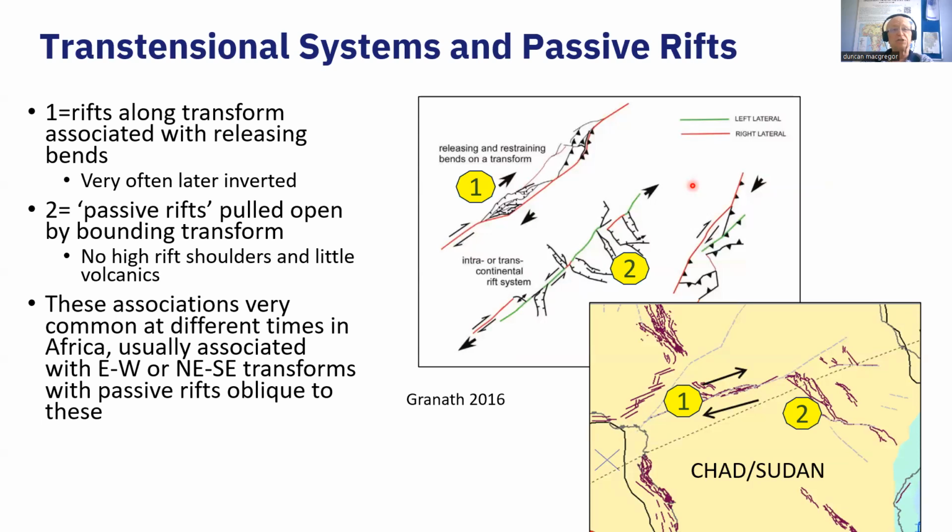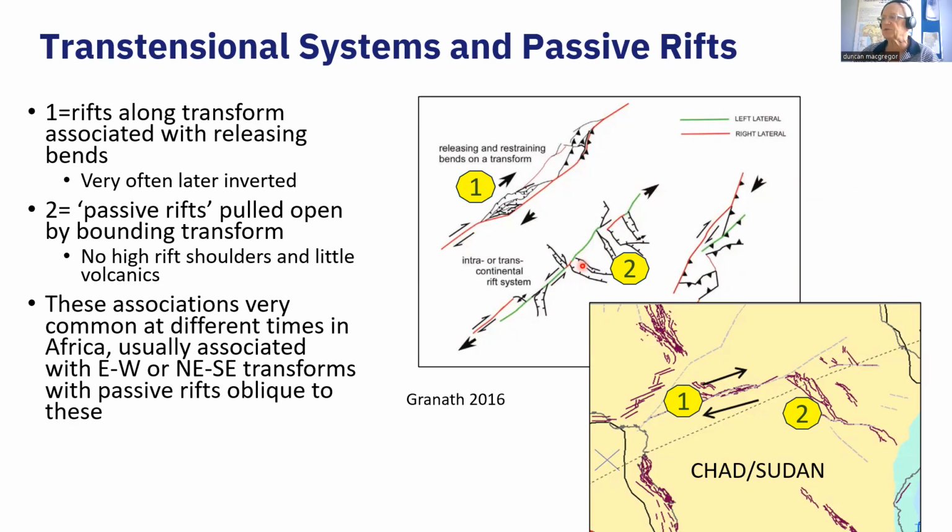The other form of rifting, which actually is quite common in Africa, is that associated with major transforms across the continent. You see two types. One's narrow basins, which are frequently very steep and frequently later inverted along the transform, which the correct term would be a releasing bend. I call them transtensional basins. And then passive rifts, which are ones which are pulled open oblique or perpendicular to the transform on either side of the rift. Now we see this multiple times, I believe, in Africa at different times.